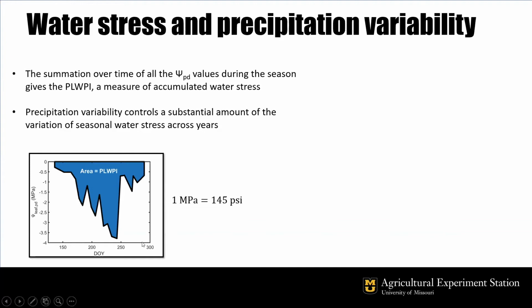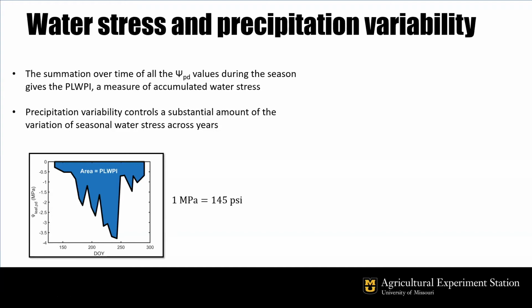The interpretation of this PLW-PI is shown here in this graph in the bottom left, where we again have pre-dawn leaf water potential on our vertical axis, day of year on our horizontal axis. In this case, we're showing the community mean pre-dawn leaf water potential, and that's this black line that you see here on the graph. This should look familiar from that bottom panel in the prior slide. And the PLW-PI is simply the area between that seasonal curve and our 0 line here.